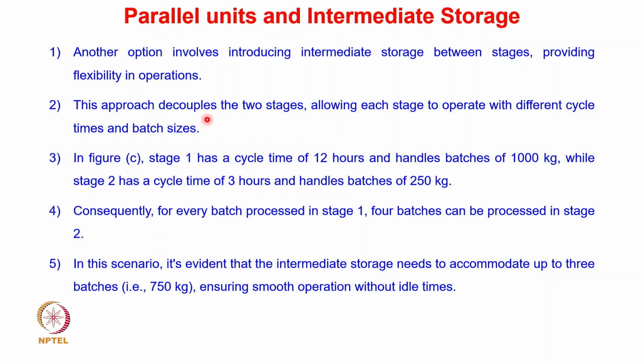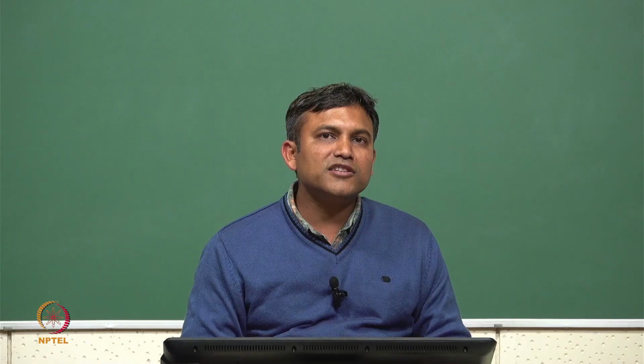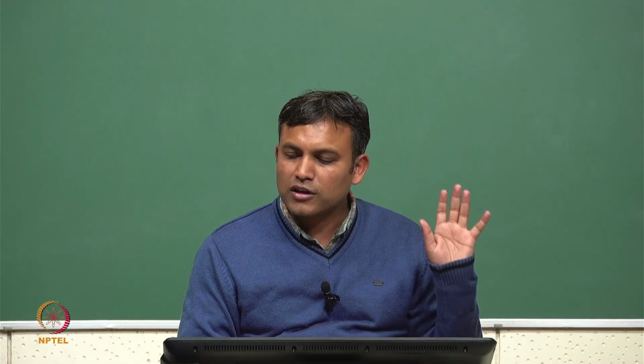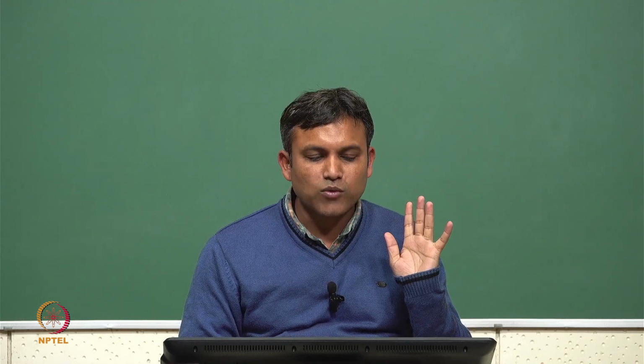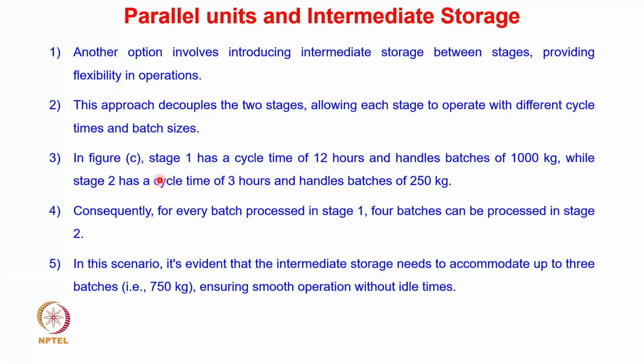So this approach decouples the two stages, isn't it? Once we have the intermediate storage, we have decoupled both stage 1 and stage 2, and we can have different cycle times for both. In stage 1, the cycle time is 12 hours and it can handle batches of 1000 kg, let's say, while stage 2 has a cycle time of 3 hours and can handle 250.